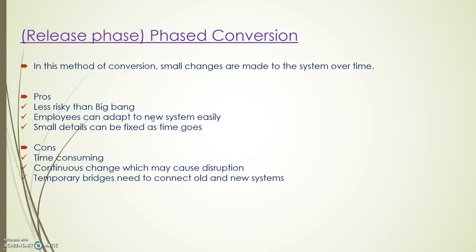The phased conversion method. In this method of conversion, small changes are made to the system over time. The pros, less risky than the Big Bang method. Employees can adapt to the new system easily. Small details can be fixed as time goes. Cons, time consuming, continuous changes may cause disruption, and temporary bridges need to connect old and new systems.